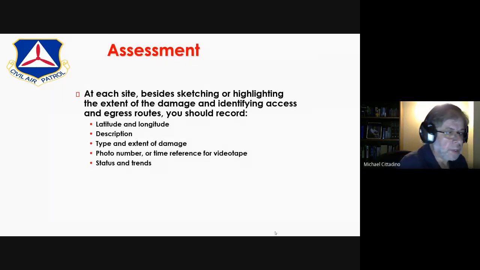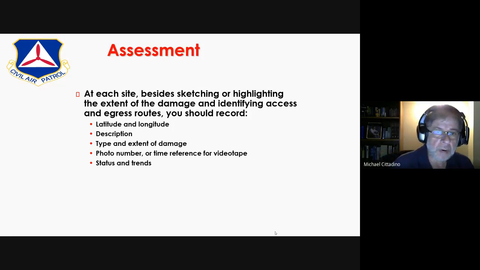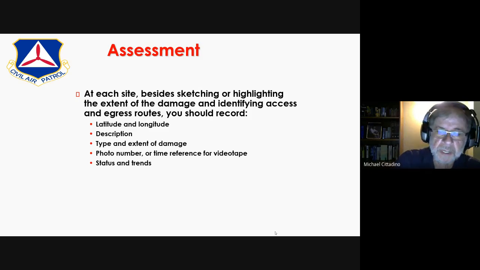So what are some of the things we want to be able to report that the responding agencies we're reporting to are interested in? Well, they want to know where that is, so we're going to do latitude and longitude. Actually, for most of what we're interested in from the air, it's aerial photography. We're all GPS enabled when it comes to the photography, so this is largely going to be covered.